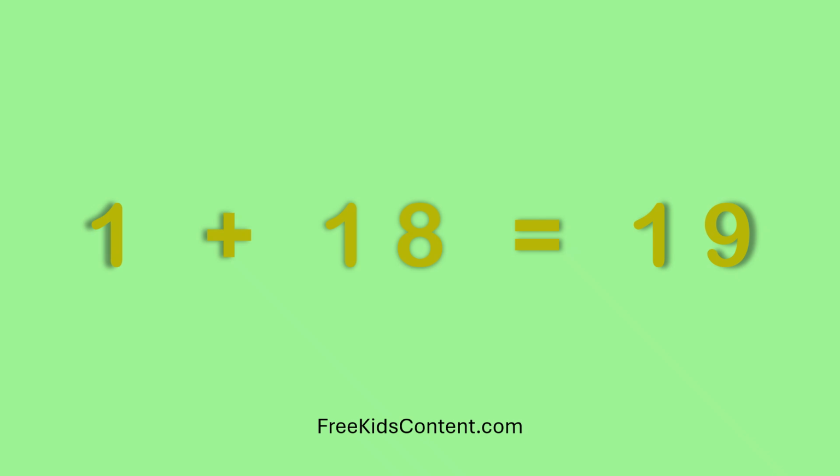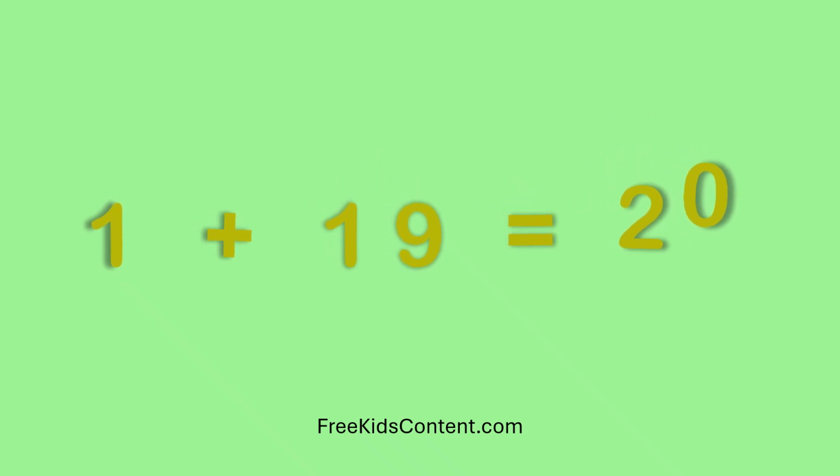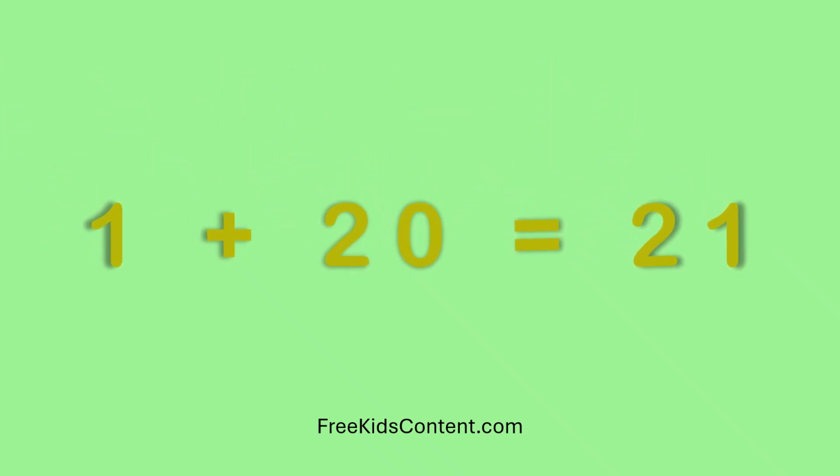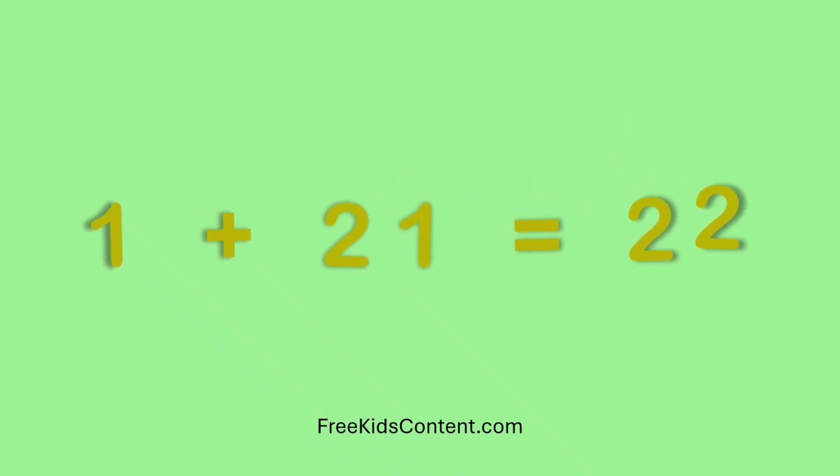1 plus 18 is equal to 19. 1 plus 19 is equal to 20. 1 plus 20 is equal to 21. 1 plus 21 is equal to 22.